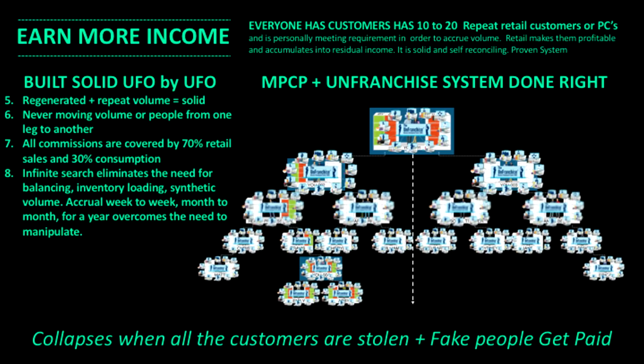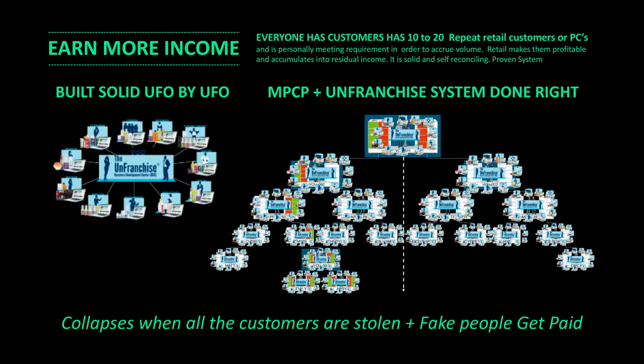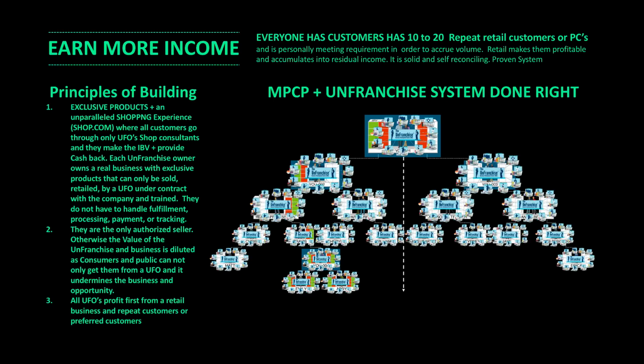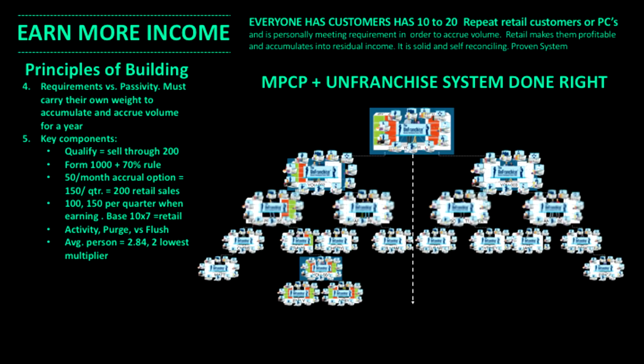So all this stuff works together. Infinite search eliminates the need for balancing. You don't really need to balance. Eventually, somebody down that line, or you can work down that line or sponsor new down that line, is going to lead to somebody that does it. And at that point, the other volume is weighted, and it's going to pay. So it overcomes the need to manipulate. Just build on the bottom level and do it solid with that set of customers. So again, here are the principles on the left that make what's on the right work, that make it solid.